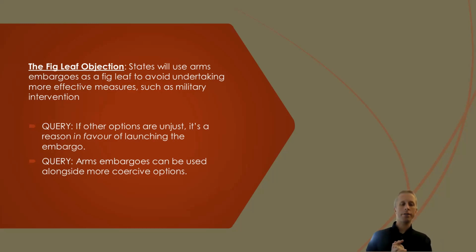There are two replies to this objection. Firstly, although in Bosnia and Rwanda it seemed like more timely intervention was required, at other times, more coercive options might have been more morally problematic. So perhaps most obviously, a full-scale war might have failed to meet the requirements of jus ad bellum or jus in bello. So the point is this: if the other options are going to be problematic, are going to be unjust, it might actually be a reason in favor of launching arms embargoes.